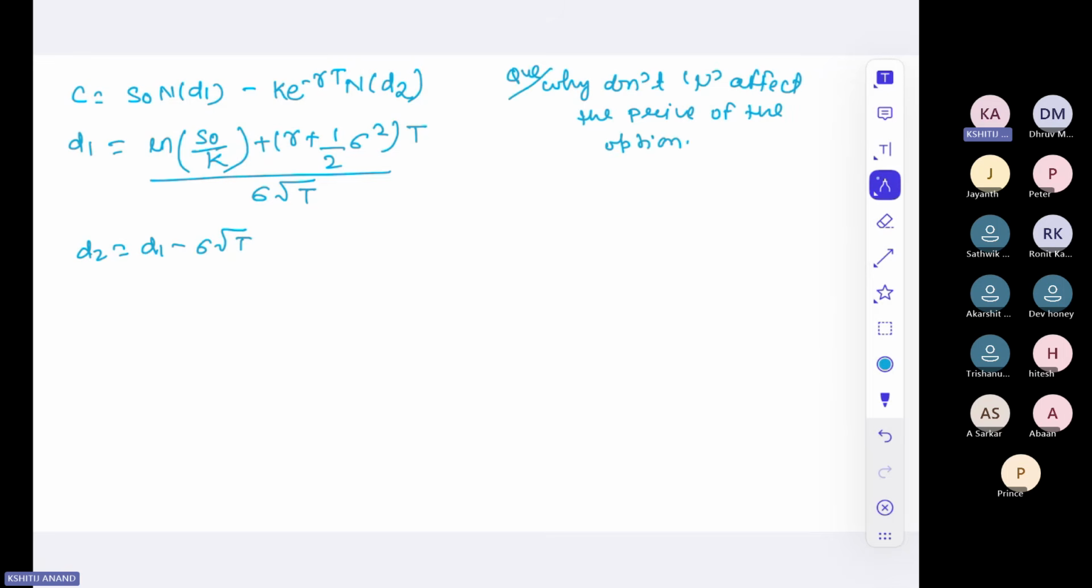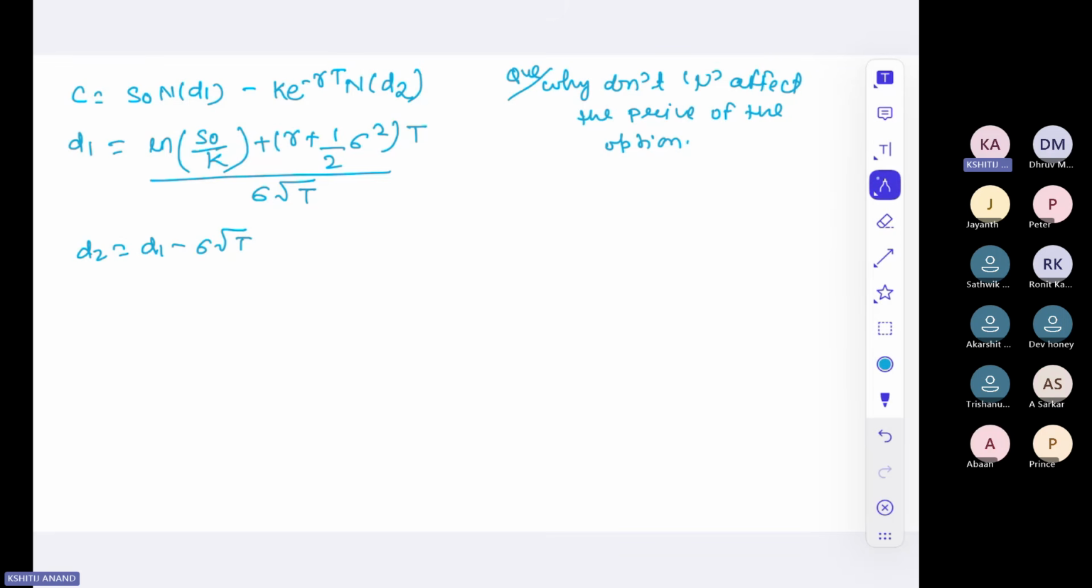Okay, so D1 and D2. Now let's talk about ND1 and ND2. D1 and D2 are just certain terms, and then ND1 is just the cumulative normal distribution of D1. So what is CDF? Cumulative distribution function of D1. ND1 is nothing but the CDF of D1. I will explain it quite easily.